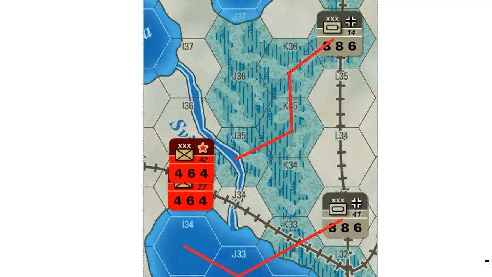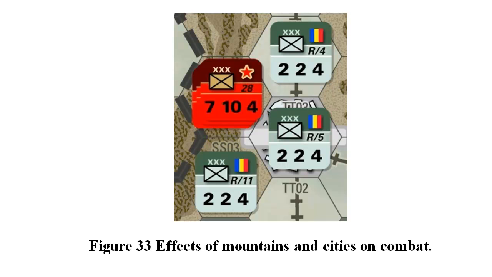We now turn to the effect of mountains and cities on combat. Veteran players will realize that if the Russian army is in the indicated position making an attack on Germans, the German position is probably not the world's most favorable. Nonetheless, let's consider the situation. Suppose the Russian units are the attackers. This German unit, it's really a Romanian, is on clear terrain. It's not doubled.